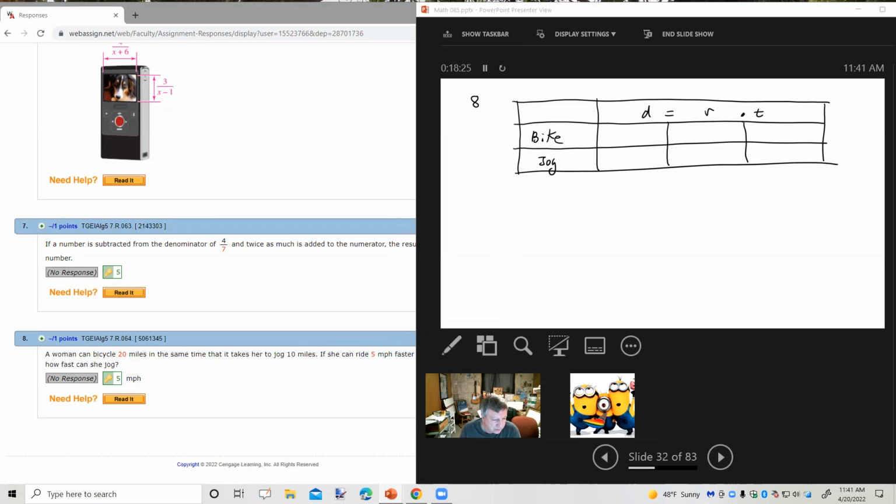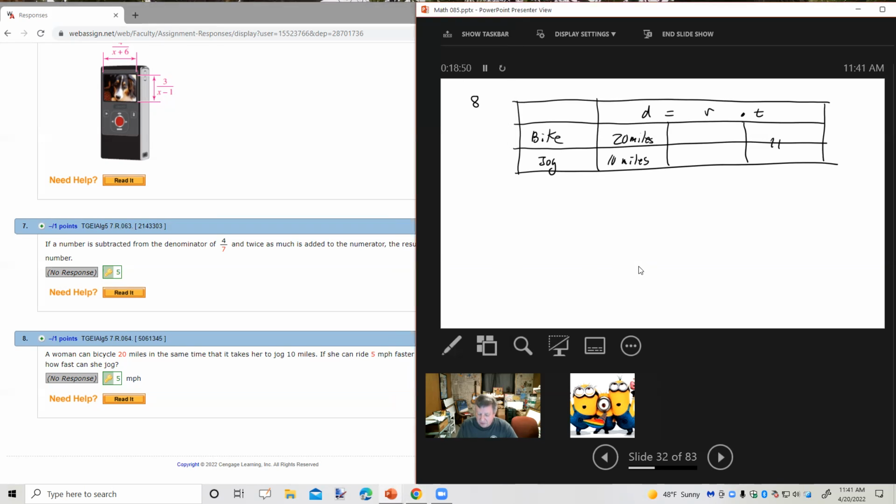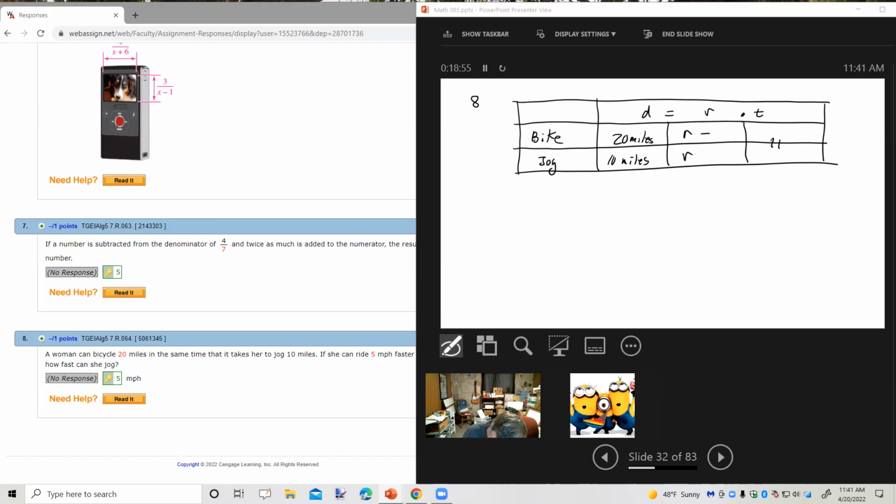A woman can bicycle 20 miles, so 20 miles, in the same time, so the times are equal, that she can jog 10 miles. So what do we know? We know that she bikes 20 miles in the same time she jogs 10 miles. It says she can ride 5 miles per hour faster than she can jog. So if this is R, this would be R plus 5. Are you okay with what I've got set up there so far?